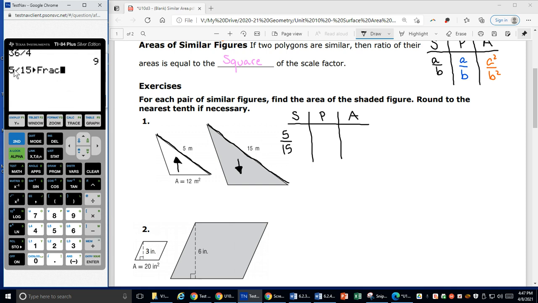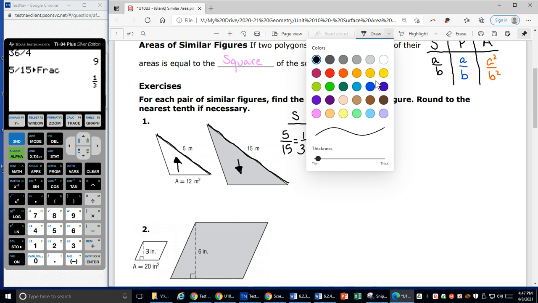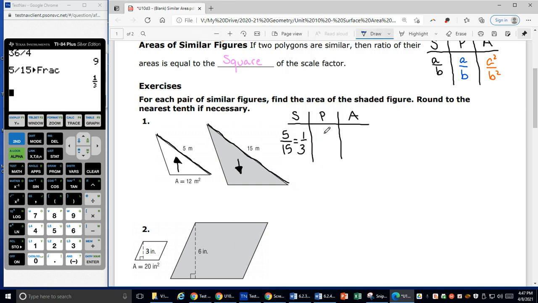It tells me I'm going to take this and turn it into a fraction. When I hit enter, it tells me that it reduces to 1/3. I know y'all probably could have done that without the calculator, but I wanted you to see how that works. Okay, so I know that the ratio of the perimeters is also going to be 1/3. And the ratio of the areas is going to be the square of the scale factor. So it's going to be 1 squared over 3 squared. 1 times 1 is 1, and 3 times 3 is 9.